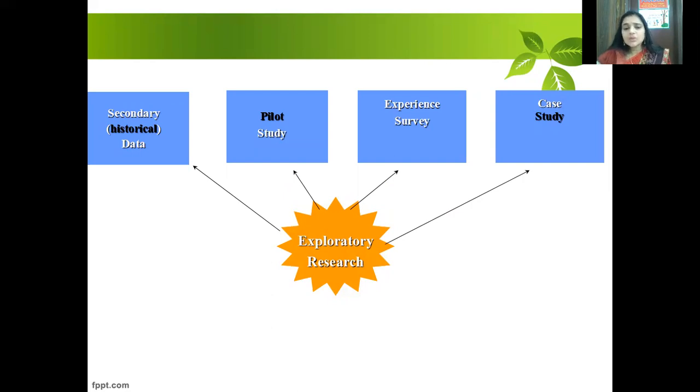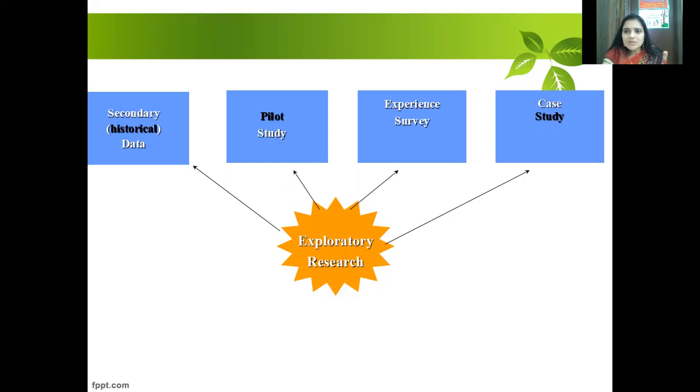For example, if you are going to conduct exploratory research, then how would you collect the data? Either through secondary data, historical data. You can read the reports available online, you can go to the libraries, you can read newspapers, magazines, and so many things are available to gather historical data. Then pilot study.